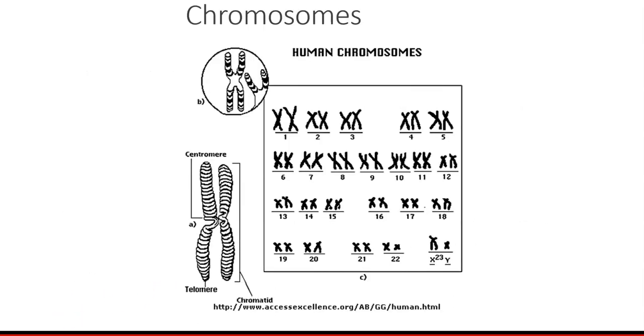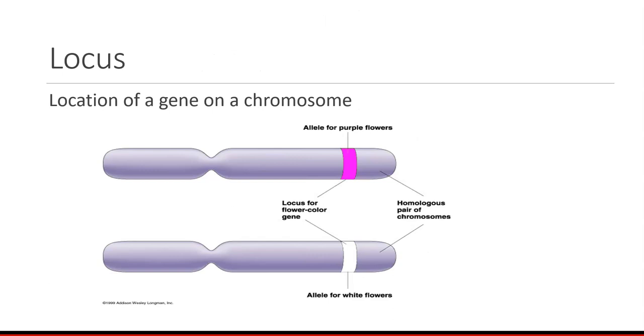This illustrates the 23 pairs of chromosomes. Notice how they're numbered. For genetics, the term locus simply means the location of a gene on a chromosome. I like this picture just because it nicely illustrates we have an allele for purple, an allele for white, and what those bands represent are the locus or the location of those genes on a chromosome.